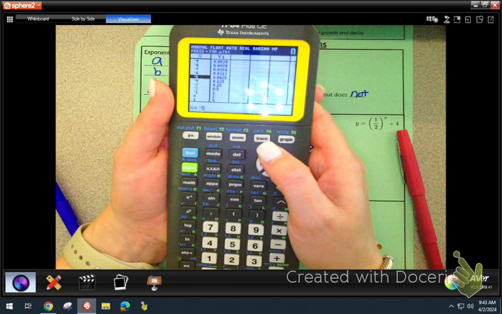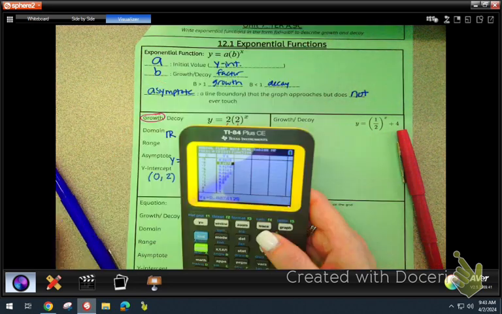Does that make sense? Yes, Noah? How do I figure out the table? Second graph. Do you have your equation in y equals? This one.